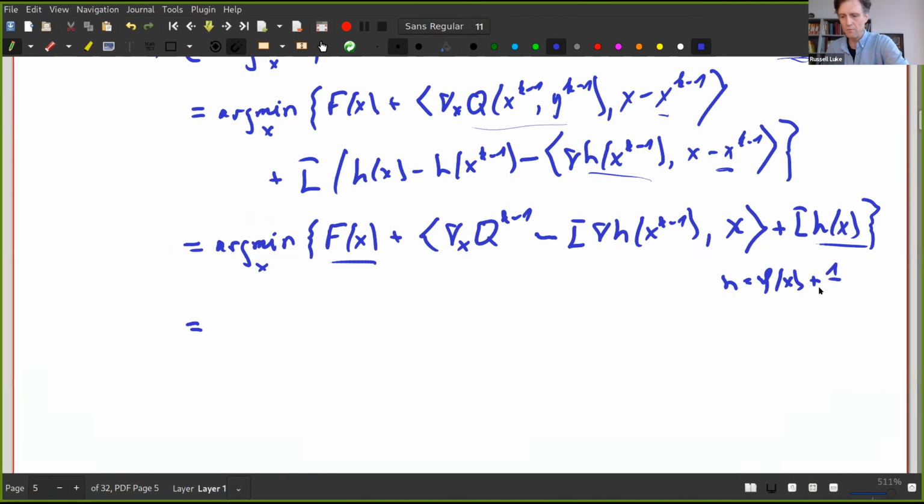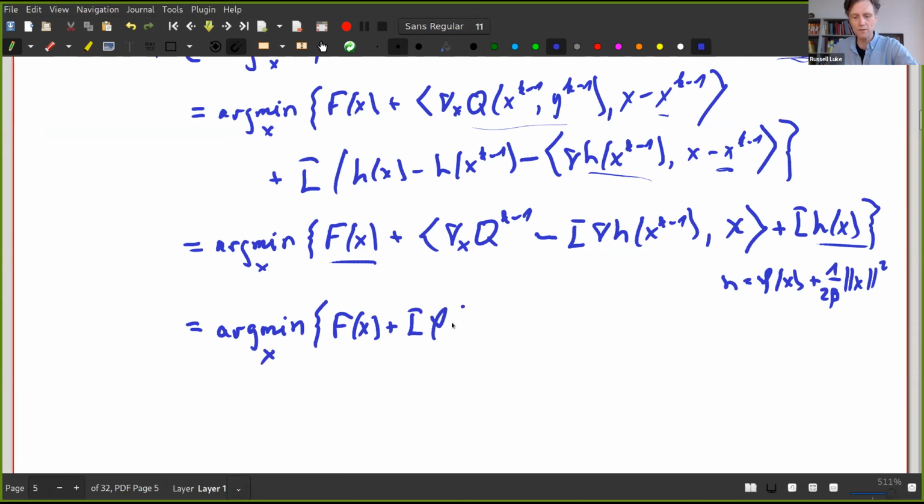Now, why can I write H this way, as phi of x plus one half beta times the norm of x squared? Why can I write H that way? Because one of the key assumptions on H was that it's strongly convex with some parameter beta involved in there. Any strongly convex function can be written like this, for whatever that phi is. So I'm pulling apart this H function and then I get the argmin with respect to x of f of x plus L bar phi of x plus L bar over 2 beta times the norm of x squared, and then plus the linear term.